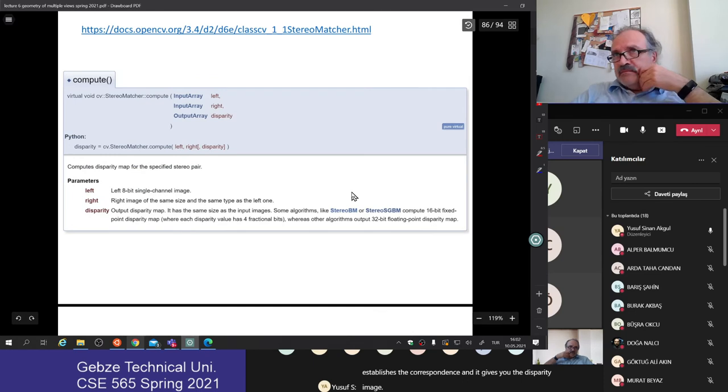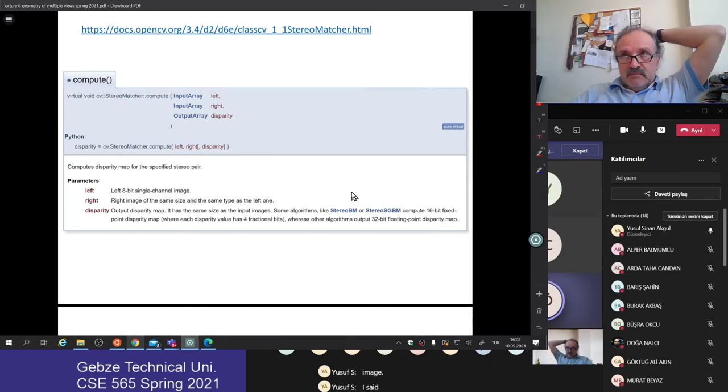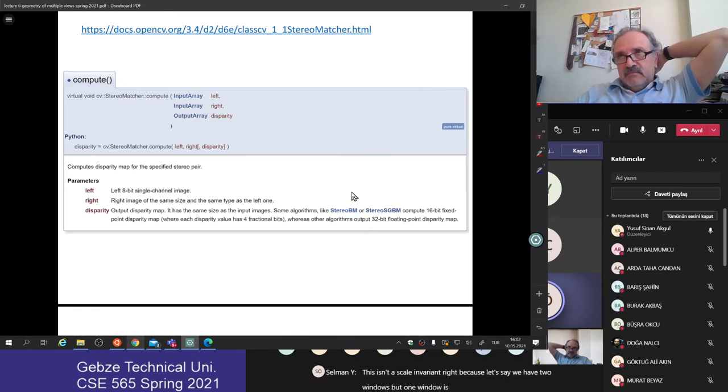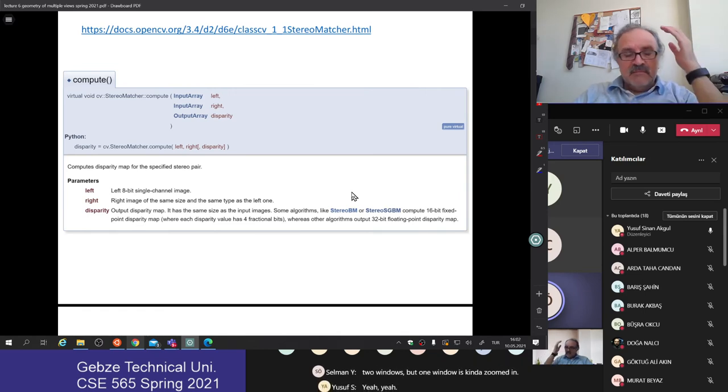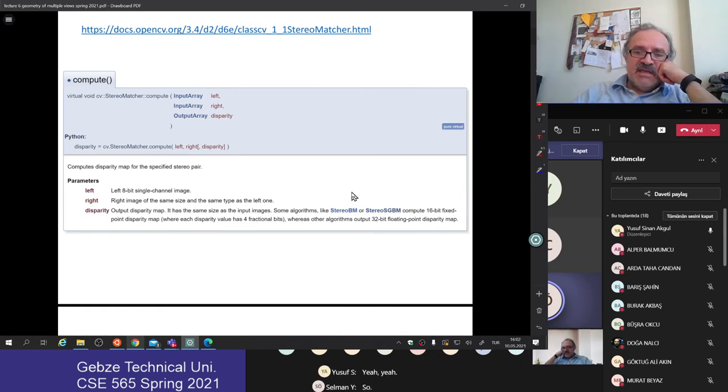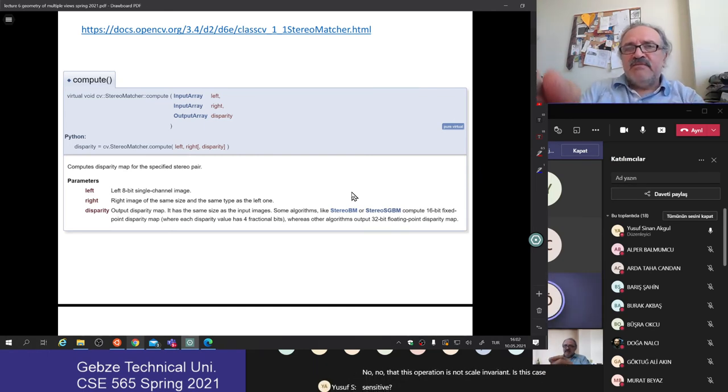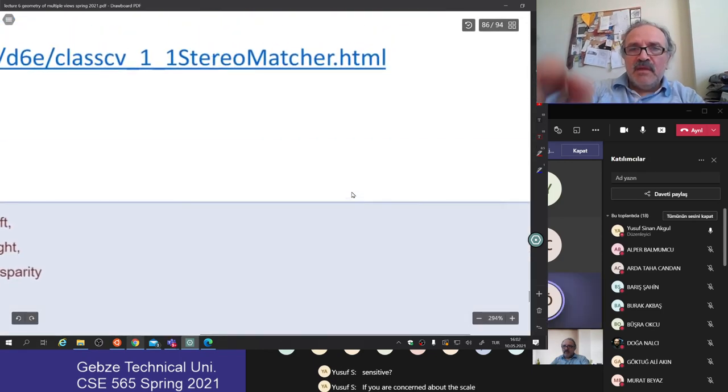Okay. This isn't scale invariant, right? Because let's say we have two windows, but one window is kind of zoomed in. Yeah. So, no. This operation is not scale invariant. This is scale sensitive. If you are concerned about the scale, this is what you do.